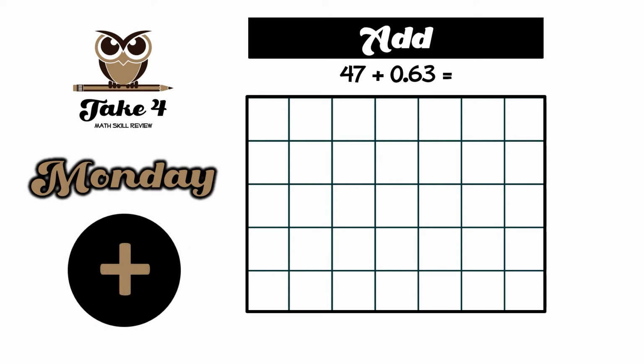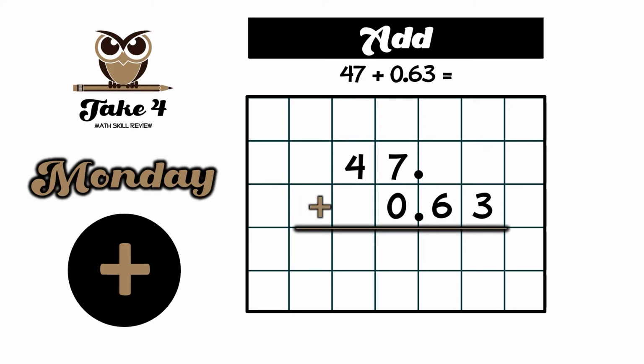Add 47 plus 63 hundredths. When you add decimal numbers, you need to make sure to line up the decimal points. 47 is a whole number. This means that the decimal point is invisible and will actually be after the 7. So when you write down the problem, it should look like this.